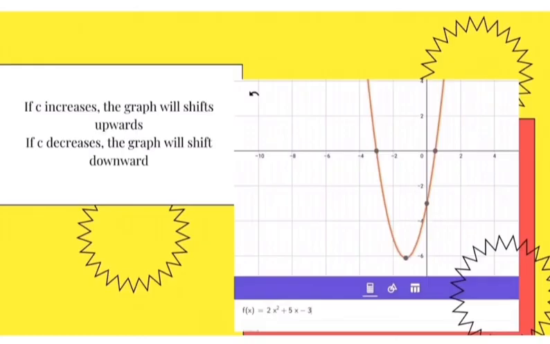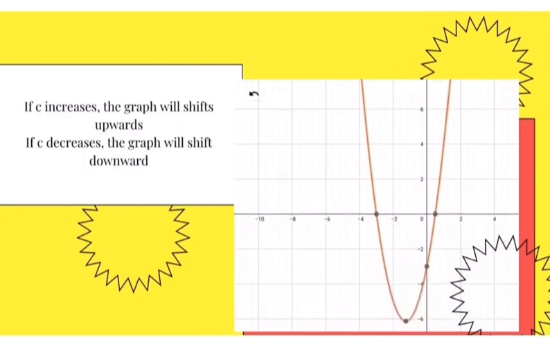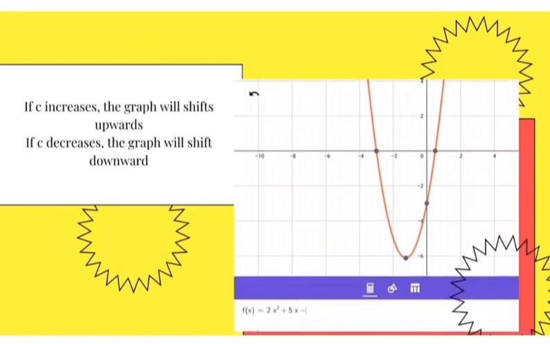From the equation, you can see that the value of c is negative 3, which is less than 0. Thus, the graph will shift downwards. If the value of c increases, for example, plus 3, the graph will shift upwards.